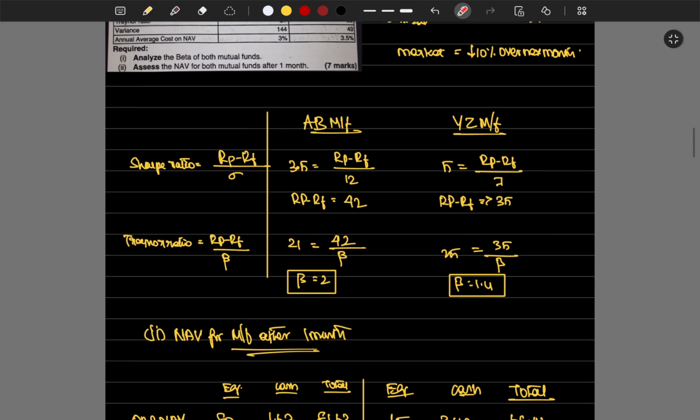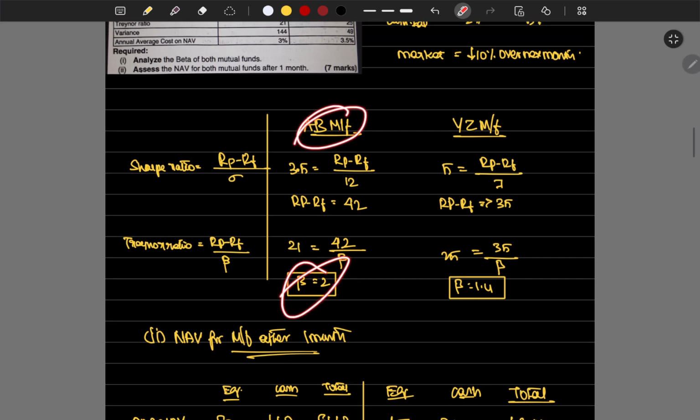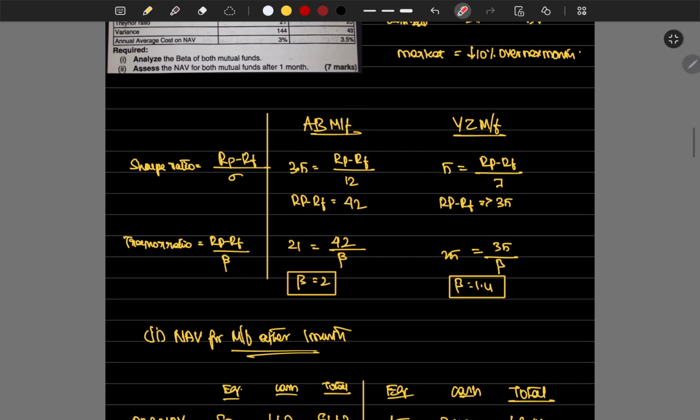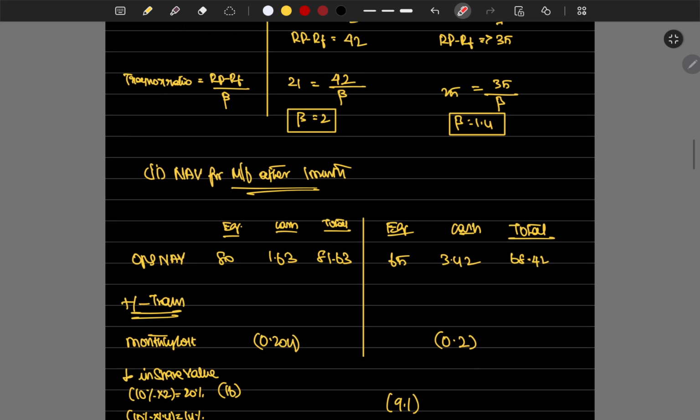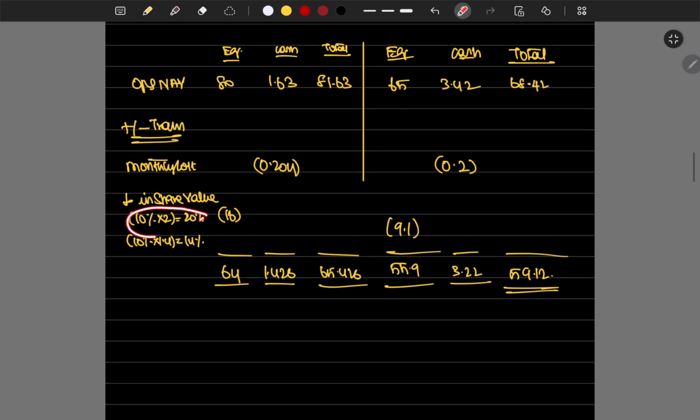With beta, double the time it will fall. XYZ is having 1.4 beta, so it will fall by 1.4 times. So that we have to find. So 10% into 2, a 20% fall will be there in equity.